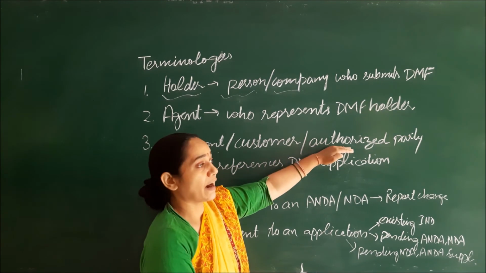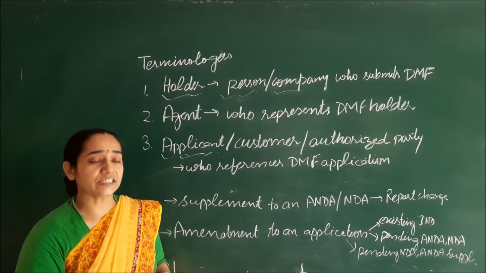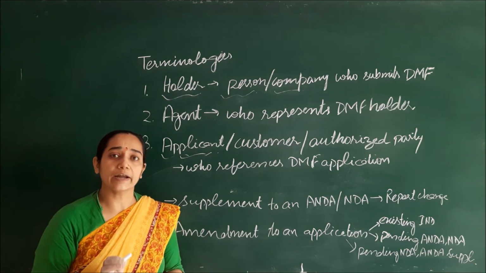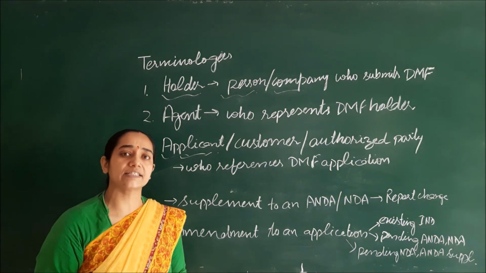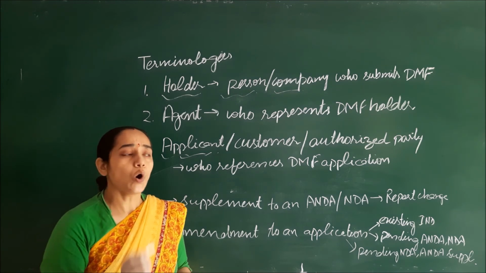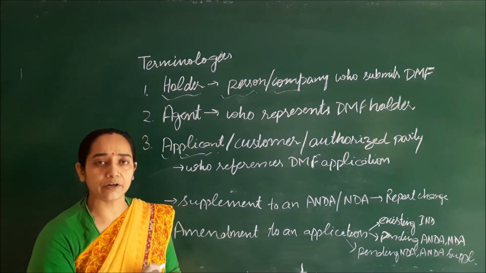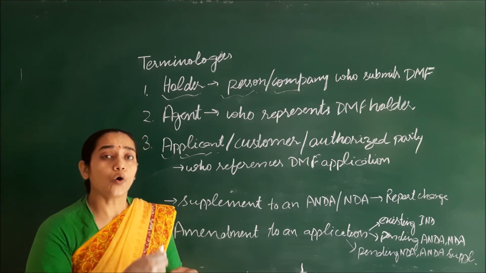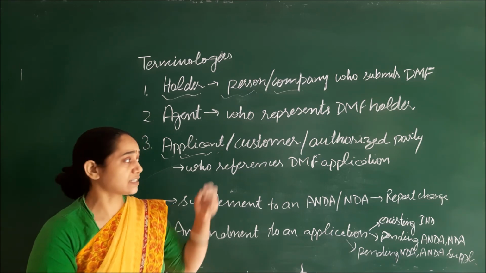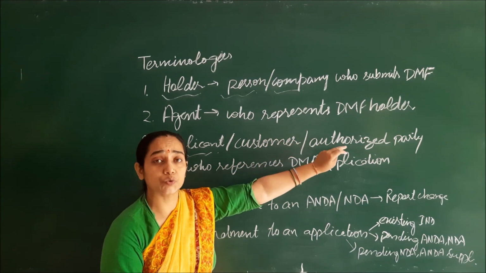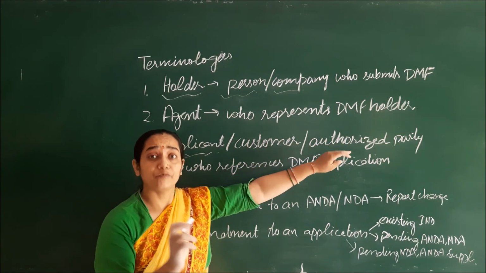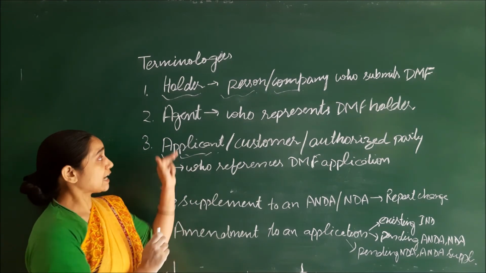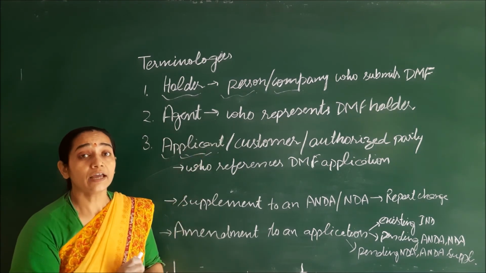Then authorized party means, I have a pharmaceutical firm, I am not handling the regulatory requirements, I have authorized a third party. Means they will do all the correspondence, all the things to make the changes or to supplement or to handle the regulatory requirements. Then that individual or that firm will be the authorized party for that correspondence.